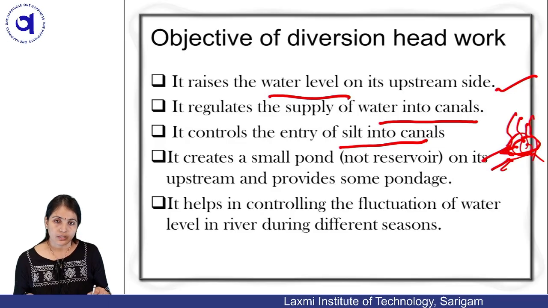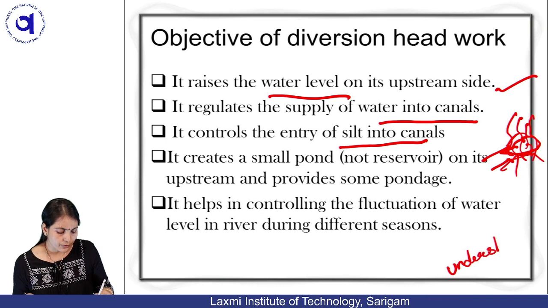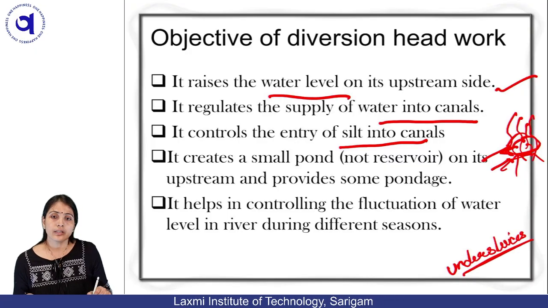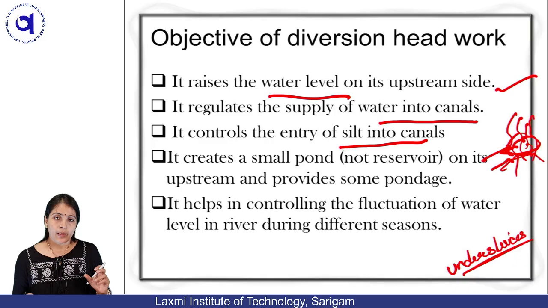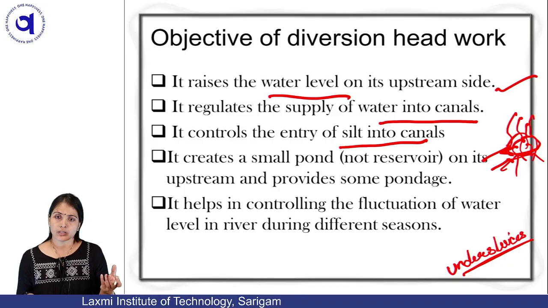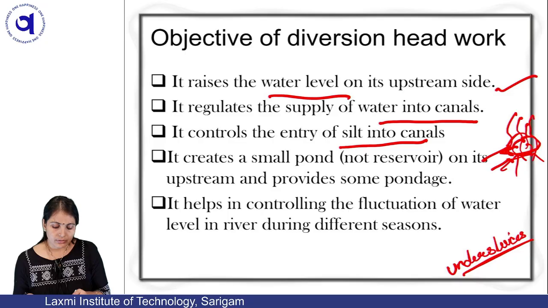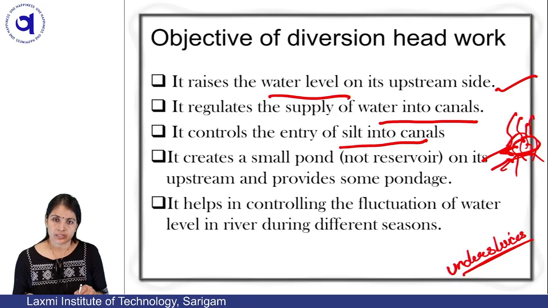out of the canal. So this is one structure we have here, the under sluices. These things we will also discuss in the future slides. Under sluices are nothing but for the removal of the silt contained in the water. So we can control the entry of silt in the canals.